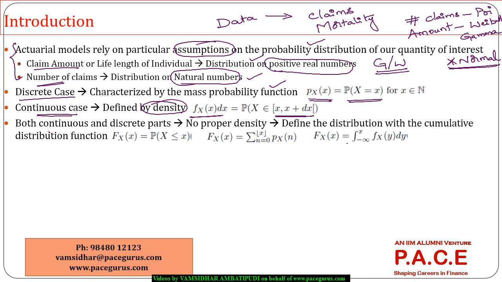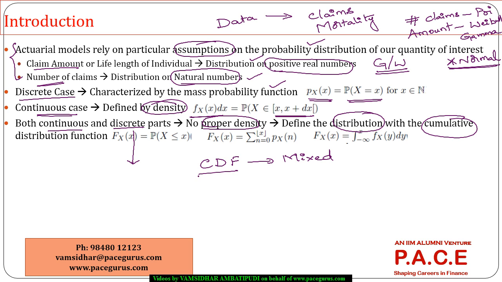In some cases, we can have both a continuous part as well as a discrete part. In that case, we will not have a proper density function. If it is a full-fledged continuous distribution, I'll have a density function. But if it is partly continuous and partly discrete, I may not have a proper density function. So in that case, we will not define those kinds of distributions by their density function. We will actually use their cumulative distribution function, CDF. So the mixed distributions, we generally define them using their cumulative distribution function.